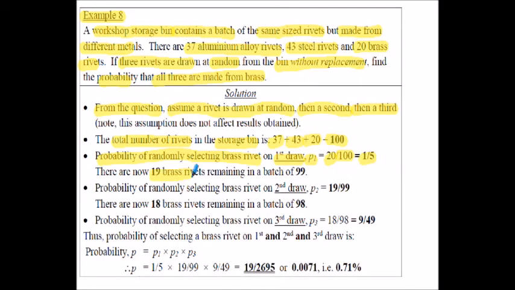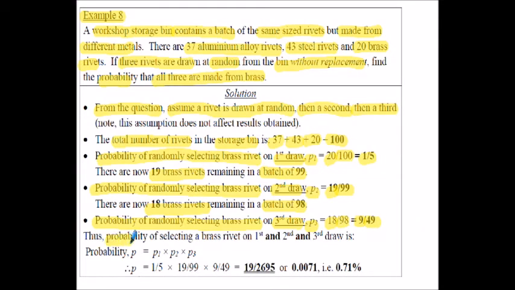Now there are 19 brass rivets left in a batch of 99. So the probability of randomly selecting a brass rivet on the second draw, P2, is 19 divided by 99. There are now 18 brass rivets remaining in a batch of 98. So the probability of randomly selecting a brass rivet on the third draw, P3, is now 18 divided by 98, which cancels to 9 upon 49.